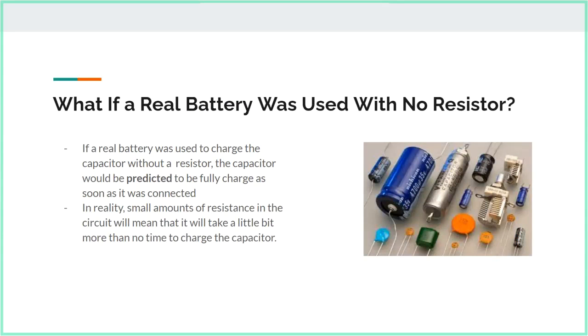What if we had used a real battery? If a real battery was used to charge the capacitor without a resistor, one might predict the capacitor would be fully charged instantly after being connected. However, small amounts of resistance in real-life circuits mean that it will take a little bit longer than instantaneous charging to charge the capacitor.